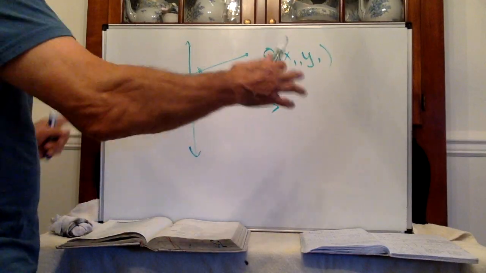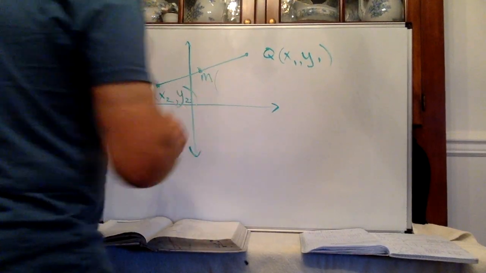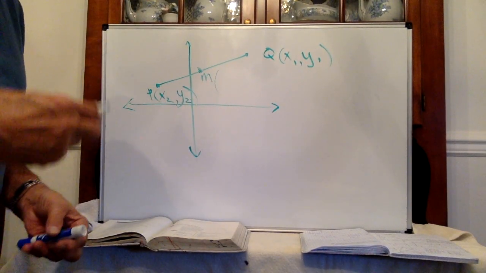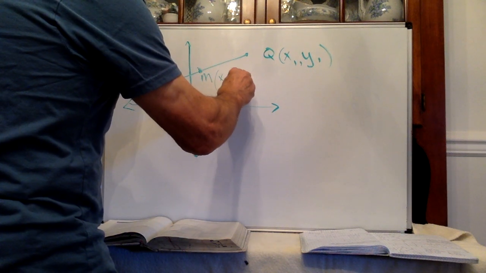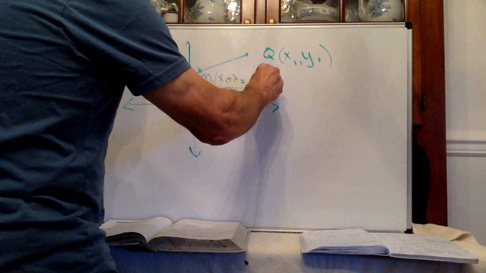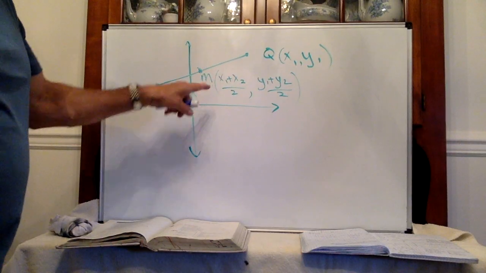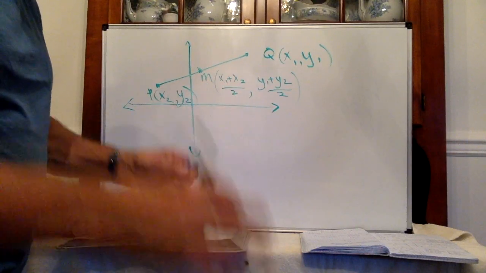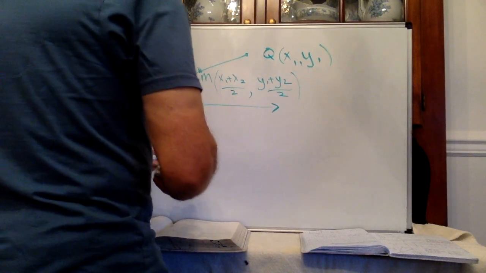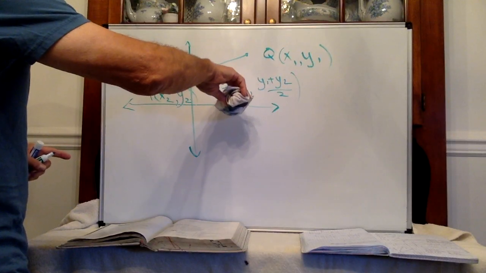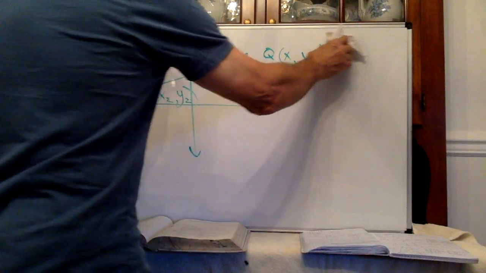The midpoint of any line segment, if you know the coordinates of the endpoints, is always the average of the x's, the average of the y's. Average means you add them together and divide by 2. There's your midpoint formula. Average of the x's, average of the y's. Let's give a real number solution. Just remember this: x sub 1 plus x sub 2 over 2, y sub 1 plus y sub 2 over 2.